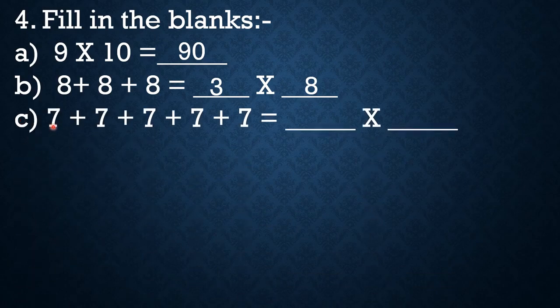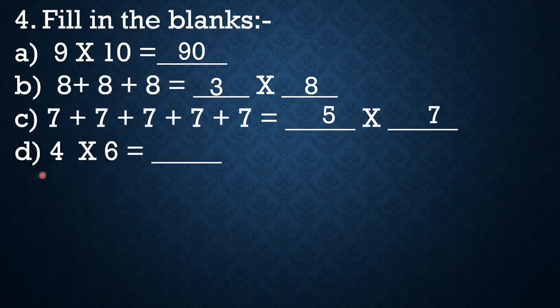Now in C part, 7 plus 7 plus 7 plus 7. So here how many times 7 is repeated? 1, 2, 3, 4, 5. 5 times. So first of all we will write 5 and then we will write 7.